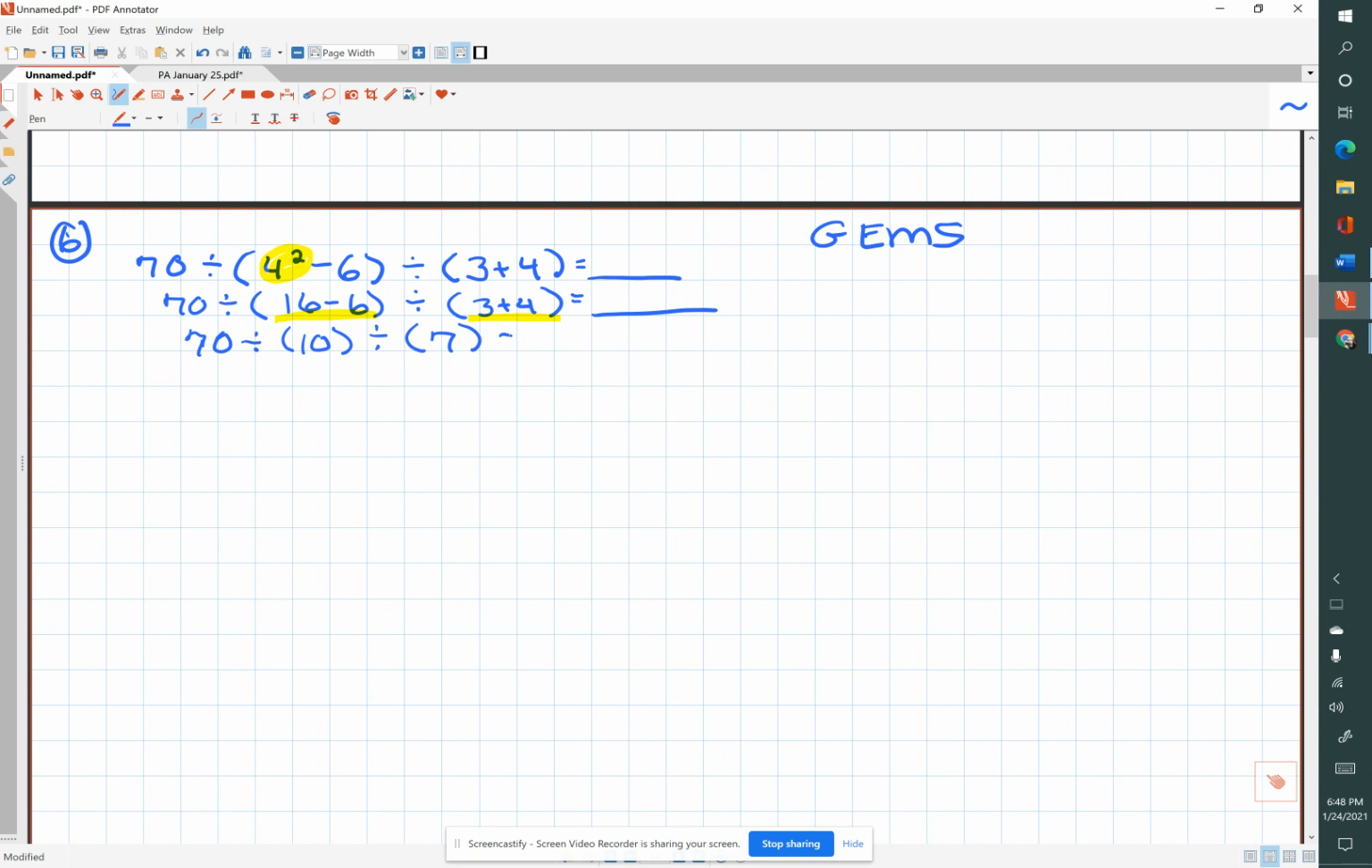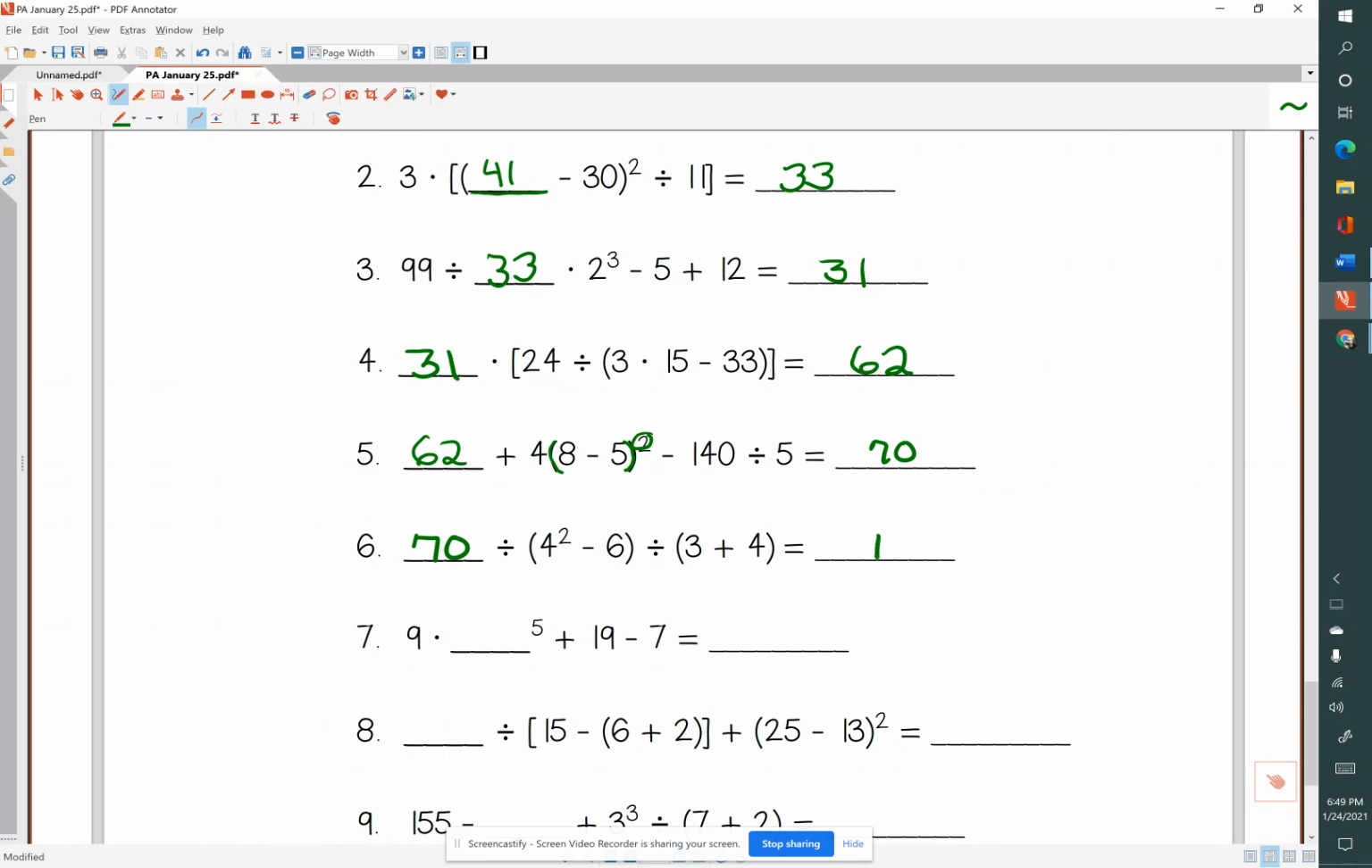So now we've done the grouping symbols and the exponent. Now, we actually kind of started with an exponent because we had an exponent within the grouping symbol. Now we only have division left, so we will just work from left to right. So first we have 70 divided by 10, which is 7 divided by 7, and 7 divided by 7 equals 1. Which we'll put on number 7.